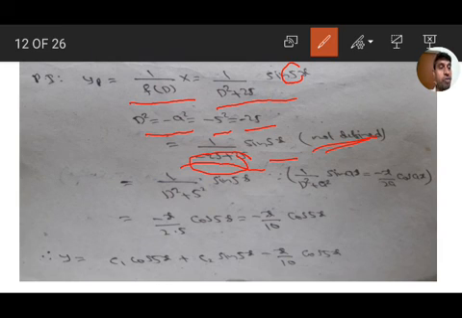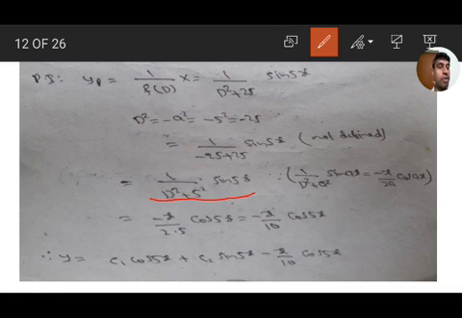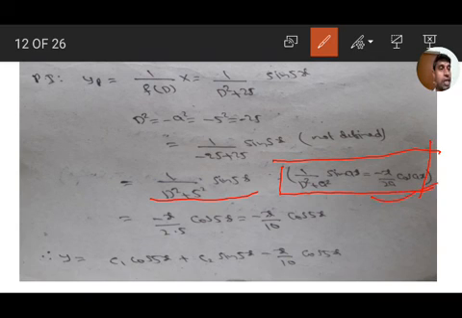So we have to use the formula for 1 by D square plus 5 square sin 5x. We need to use the formula 1 by D square plus a square sin ax equal to minus x by 2a cos ax. Here a equal to 5. So minus x by 2 into 5 cos 5x. So minus x by 10 cos 5x.